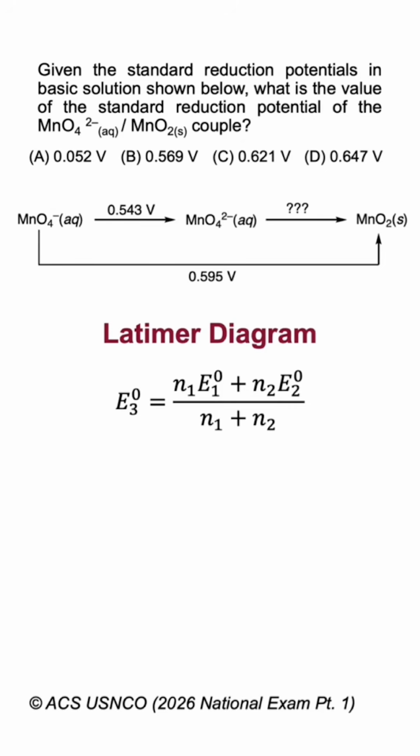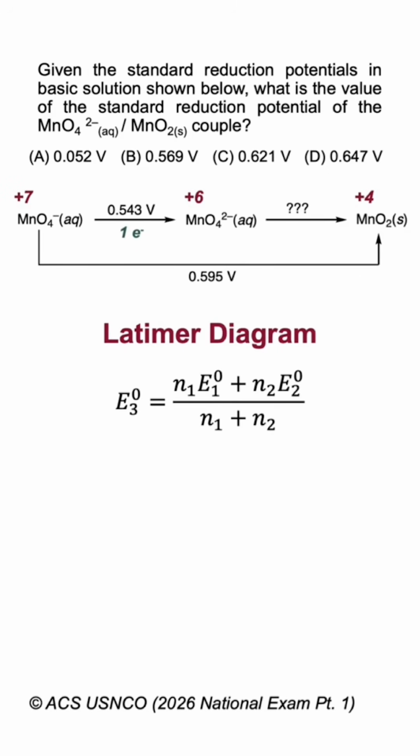Before we solve, let's first write the oxidation number of Mn in each species to determine the number of electrons transferred per step. For MnO4^-, it's +7. For MnO4^2-, it's +6. And for MnO2, it's +4. MnO4^- to MnO4^2- is a 1-electron step, and E0 is 0.543 volts for this step.